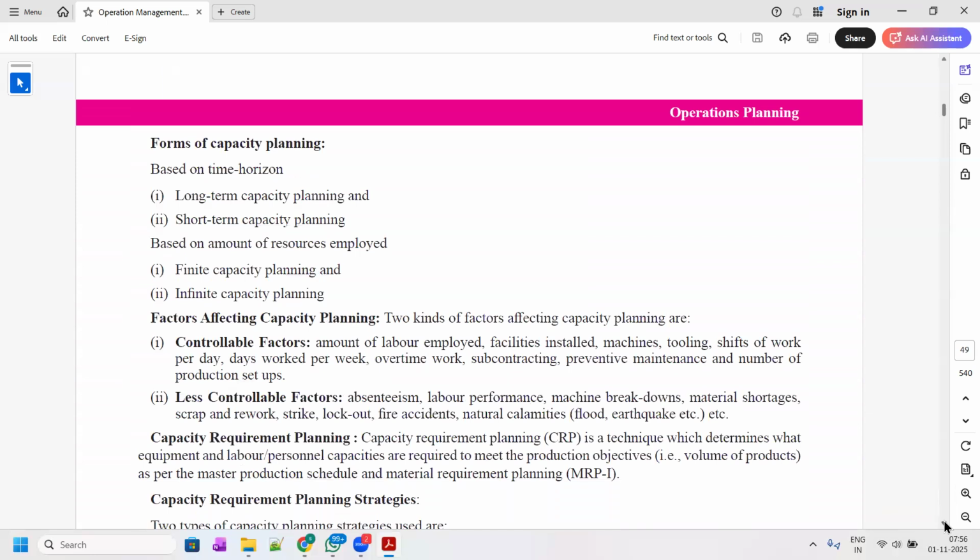Then we have forms of capacity planning, based on time period. Long term capacity planning can cover several years, involving decisions about large investments like new plants or equipment. Short term capacity planning focuses on meeting current or near future demand. It may involve overtime, hiring or subcontracting. What do you understand by long term and short term capacity planning?